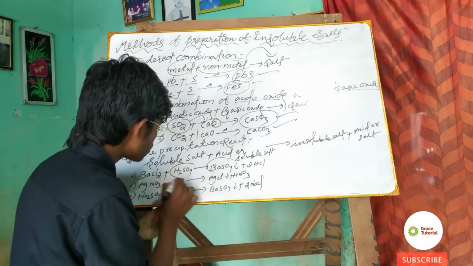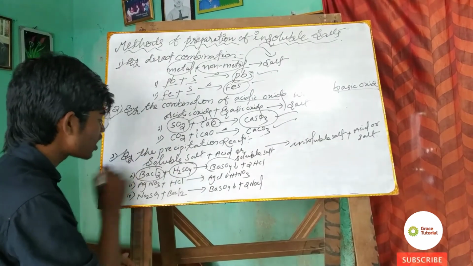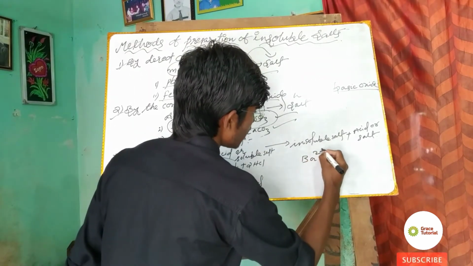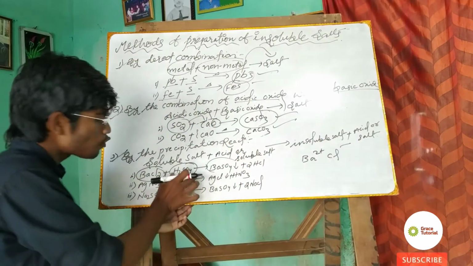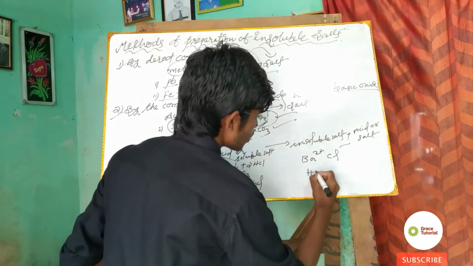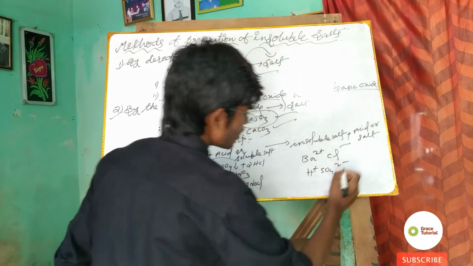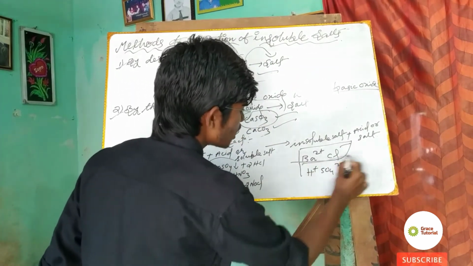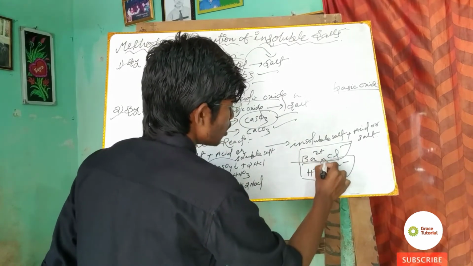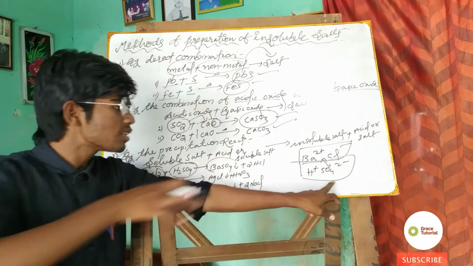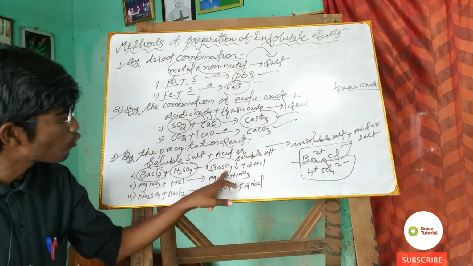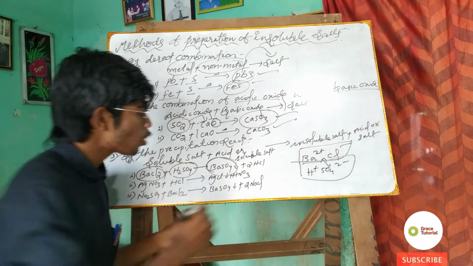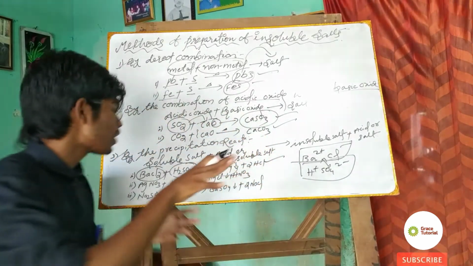The positively charged particle of this compound will react with the negatively charged particle of the other compound. If you dissociate barium chloride, you get Ba2+ and Cl-. Similarly, if you dissociate sulfuric acid, you get H+ and SO4 2-. It means Ba2+ reacts with SO4 2- to form BaSO4. And BaSO4 is a precipitate, formed along with hydrochloric acid.